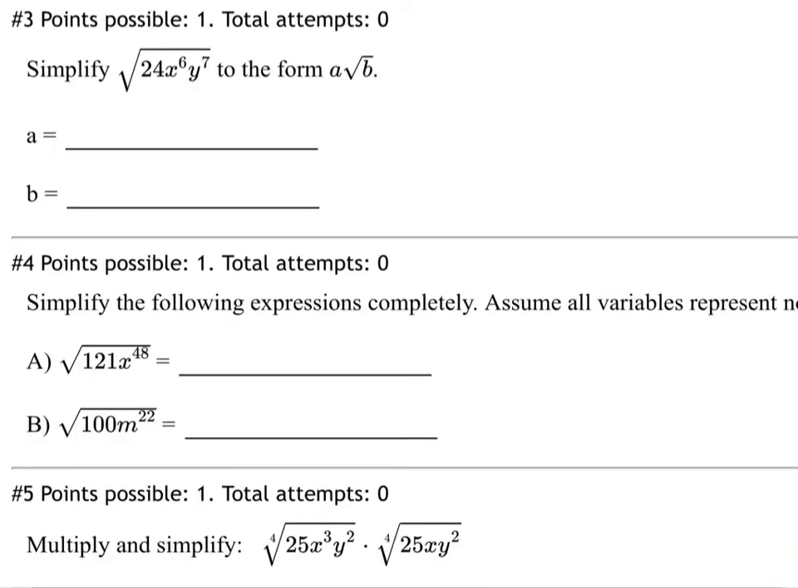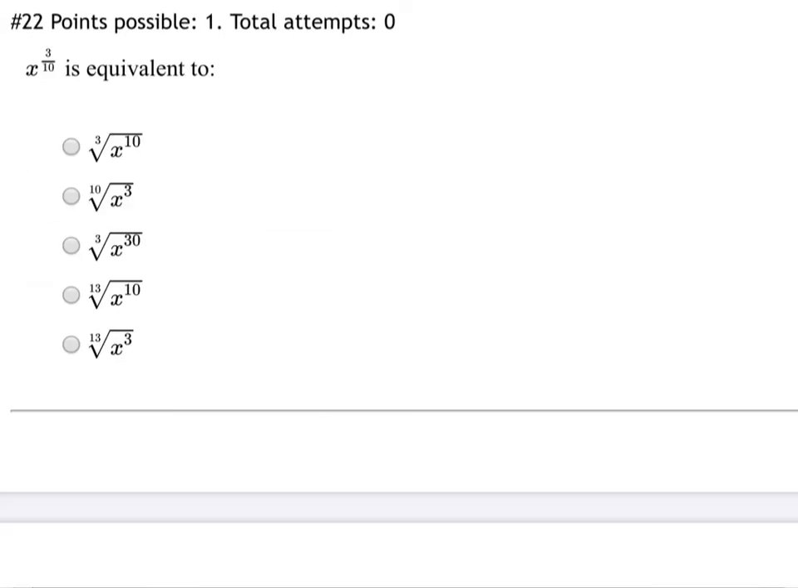Let's see. Square root of 24 x to the 7th y to the... No, 24 x to the 6 y to the 7. So number 3. Square root of 24 x to the 6 y to the 7.